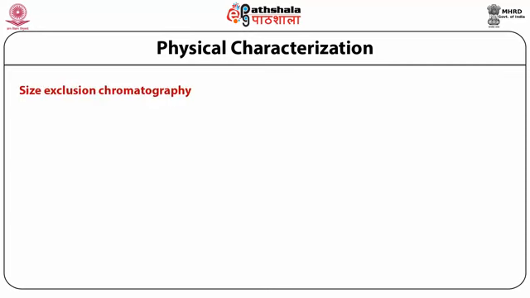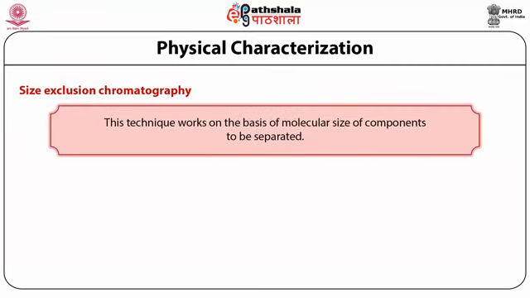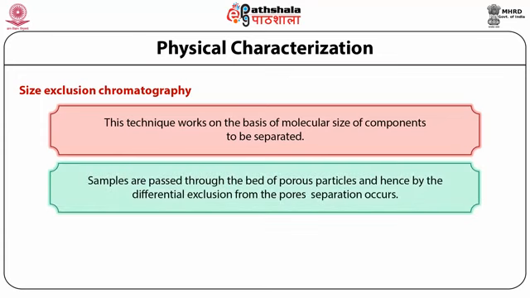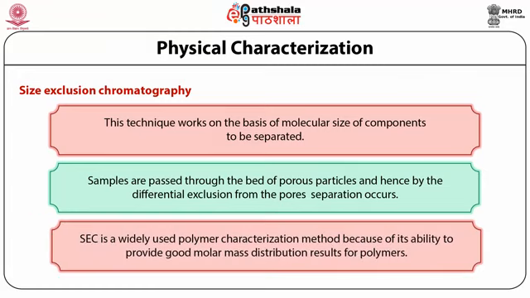Size exclusion chromatography. This technique works on the basis of the molecular size of the components to be separated. In this technique, samples are passed through a bed of porous particles, and hence by differential exclusion from the pores, separation occurs. Size exclusion chromatography is a widely used polymer characterization method because of its ability to provide good molar mass distribution results for polymers.